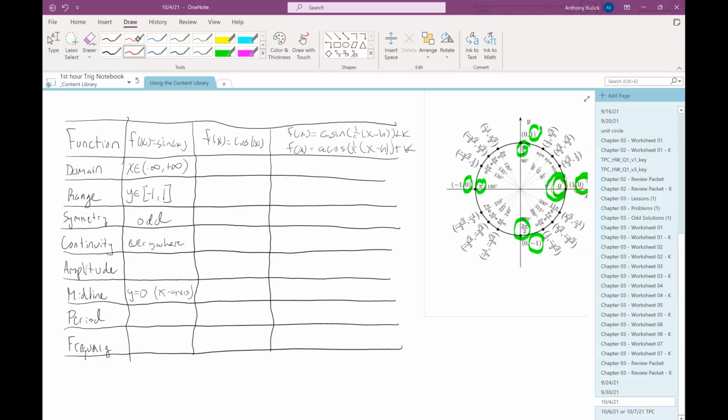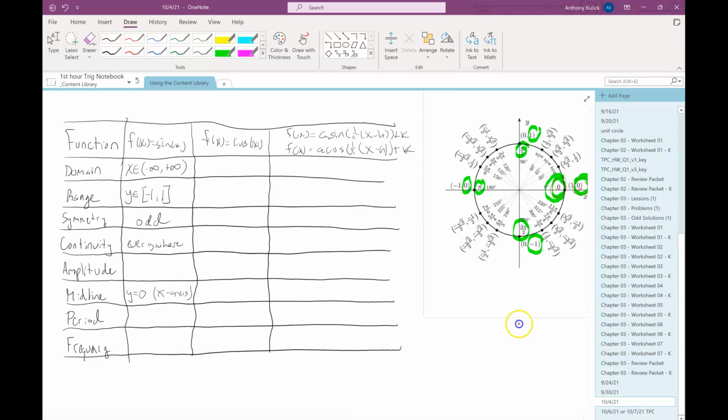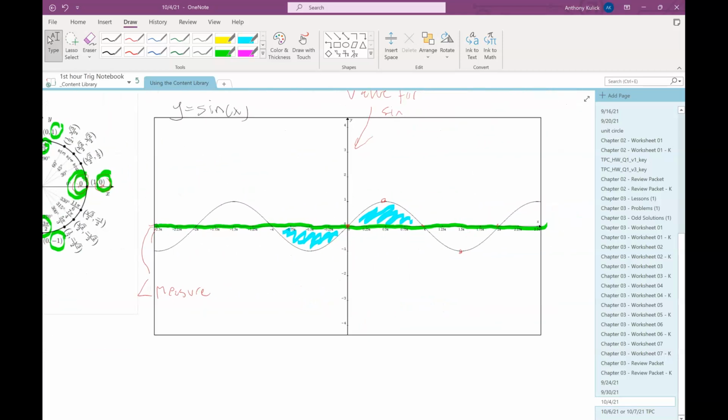The amplitude is the distance between an extreme point, so a maximum or minimum, and the midline. So in this case, that distance is 1. Everybody okay with that? The vertical distance I'm talking about.